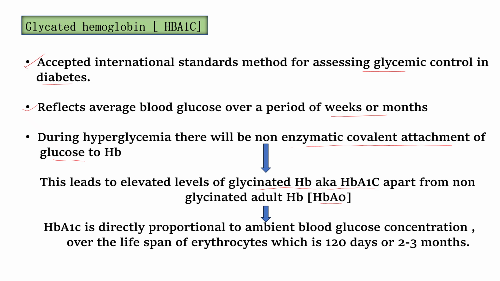And this HbA1c is directly proportional to ambient blood glucose concentration over the lifespan of erythrocytes, which is 120 days, that is 2 to 3 months. So, what we are checking inside a patient's blood is the HbA1c for the last 2 to 3 months or the 120 days, which is the lifespan of a normal erythrocyte.